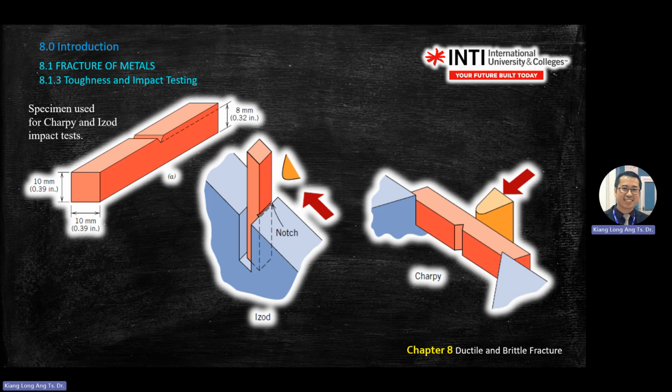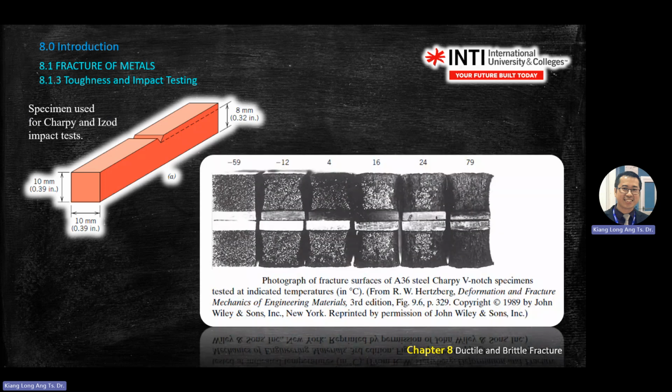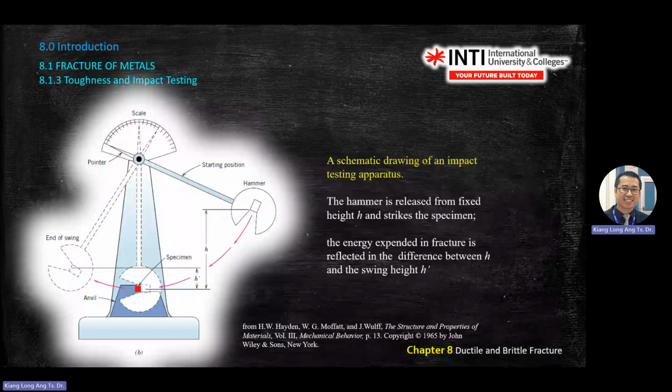Charpy is horizontal, you lay the object horizontally, not from the back. For Izod, you lay the object like this, the notch is like that, and then you knock from the same direction. Your lab only has Charpy. We don't have the holder for Izod, so your batch doesn't need to use Izod, but in your experiment you need to know how to write the report. You'll see this kind of sample later on.